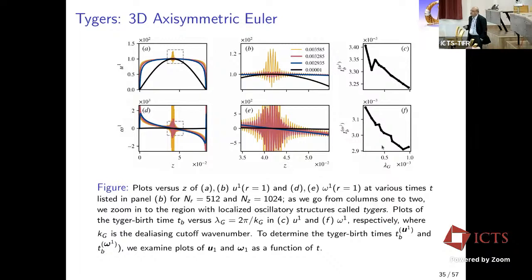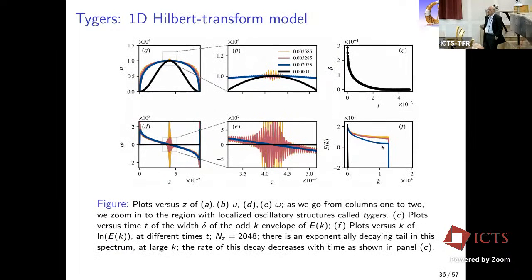And, visually or by any means, you can find out the time at which these structures are born, and you can plot them versus the Galerkin truncation wavelength, or 2 pi over kg, and that's how they behave. So you can examine the time of birth of these Tygers.